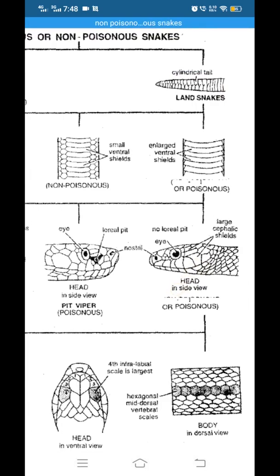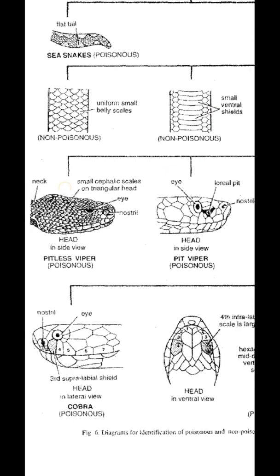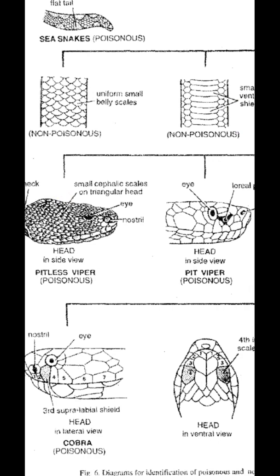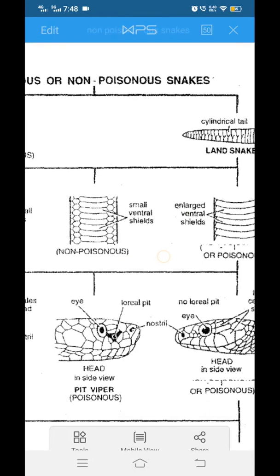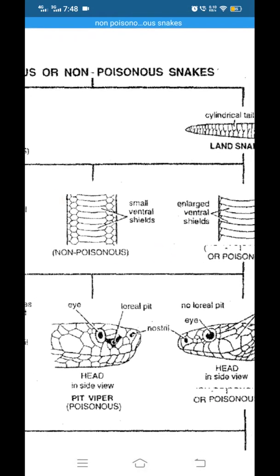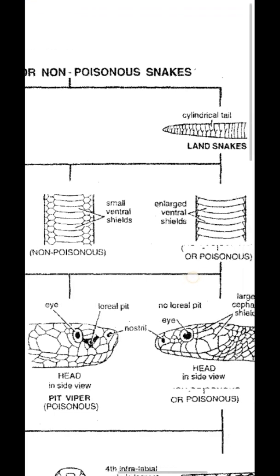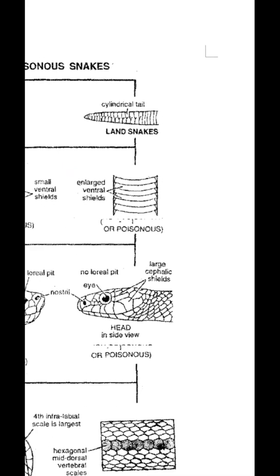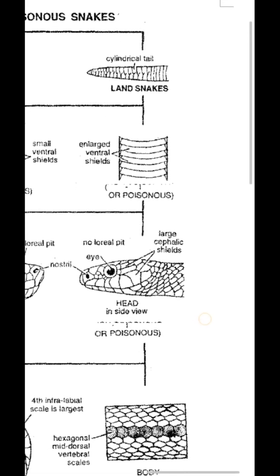If there is a land snake having a cylindrical tail and the scales present on the belly are uniform as well as small, then it is clear that the snake is non-poisonous. Again, if the land snake possesses a cylindrical tail and small ventral shields are present on the belly that do not fully cover it, then again the snake is non-poisonous. But if a snake possesses a cylindrical tail and enlarged ventral shields are present that fully cover the belly, then the snake can be either non-poisonous or poisonous.